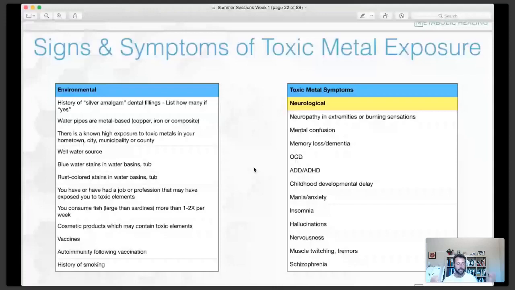So find out if there's a high exposure to toxic metals in the hometown. There's a good website, you can write this down, scorecard.org. It needs to be updated, but if you plug in a zip code in the United States, it will basically give you a breakdown of the major polluters in your municipality. I found this to be really useful when trying to find out the toxicity component.